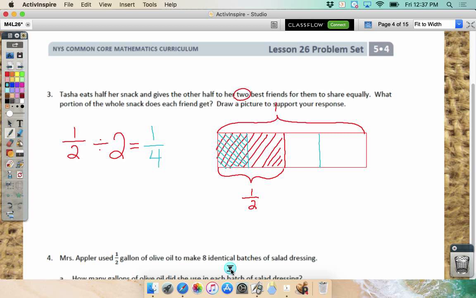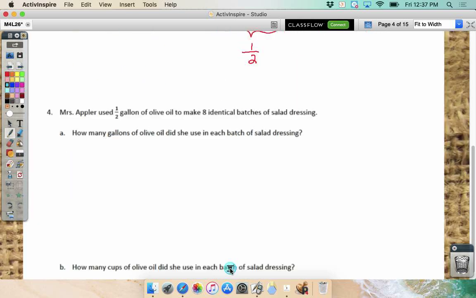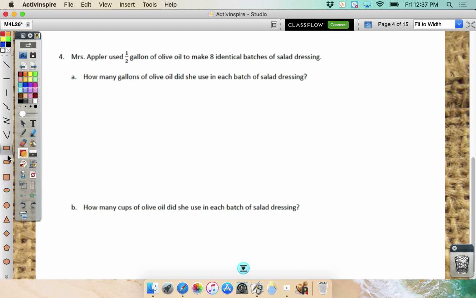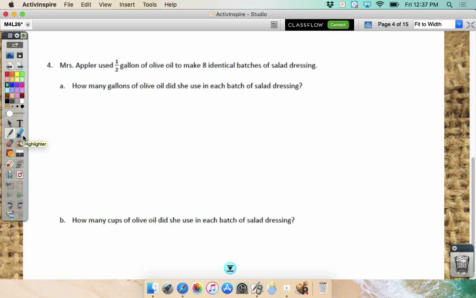All right, let's look at the next one. It's really good because it reviews something that I know you're going to see next week, okay? So it says Mrs. Appler used 1/2 gallon of olive oil to make 8 identical batches of salad dressing, okay? So first of all, let's get a problem written down. What do you think it is? 1/2 divided by 8. Very good. So write that down.